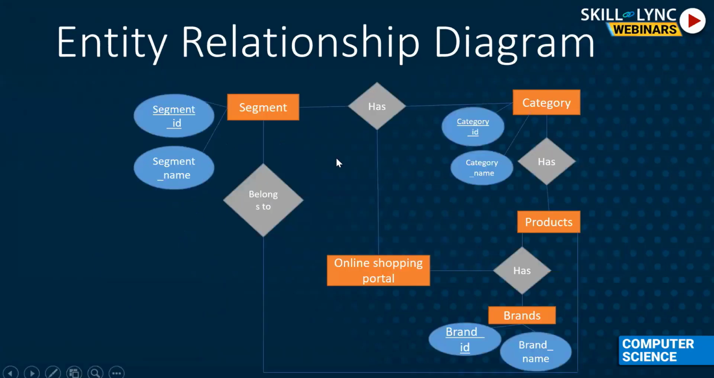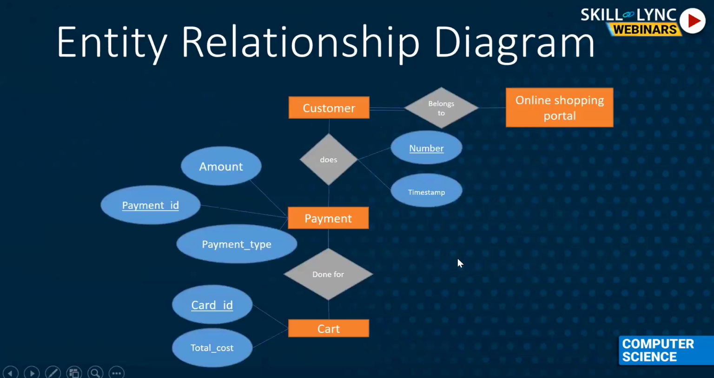Also, with all of these different requirements which we had, we would have a very complicated ER diagram, which I have just split for ease. So your online shopping portal would also have segments and categories for each product. Each product has a category and each category has a segment, and the product also has a brand. And I've just put some minimum attributes: segment ID, segment name, category ID, category name, brand ID, and brand name.